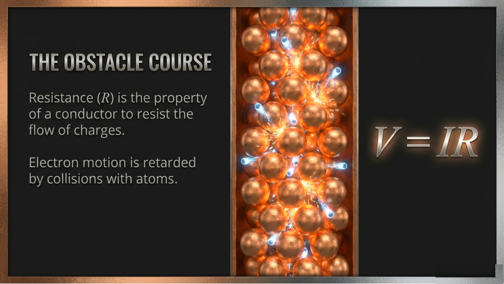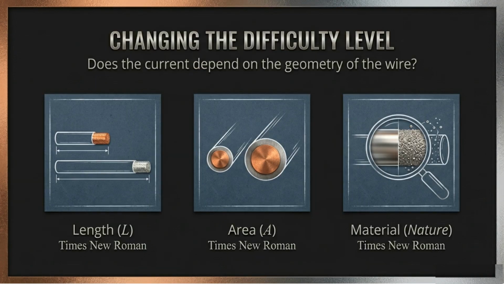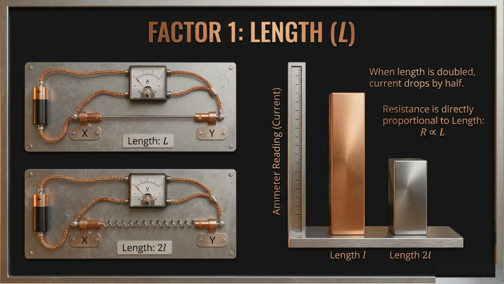Electron motion is slowed by collisions with atoms, as summarized by Ohm's law, V equals IR. We ask, does the current depend on the wire's geometry? The resistance of a conductor is determined by its length, cross-sectional area, and the material's nature. Factor 1. Length L. When length is doubled, current is halved, indicating that resistance is directly proportional to length.